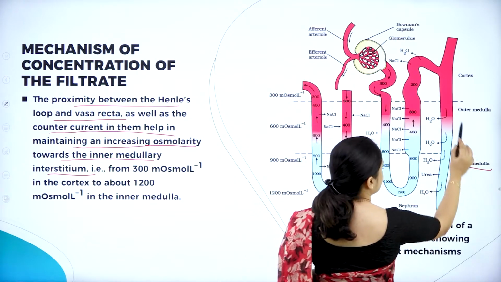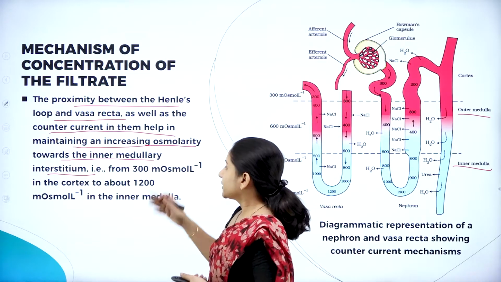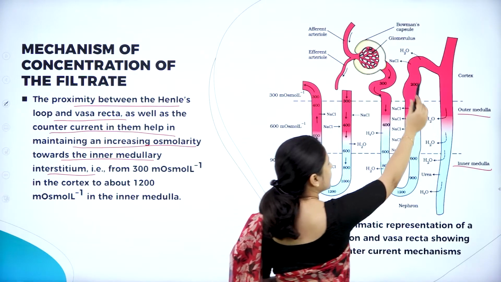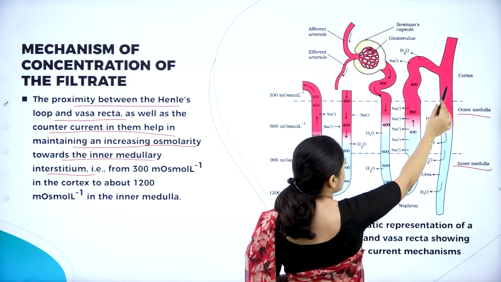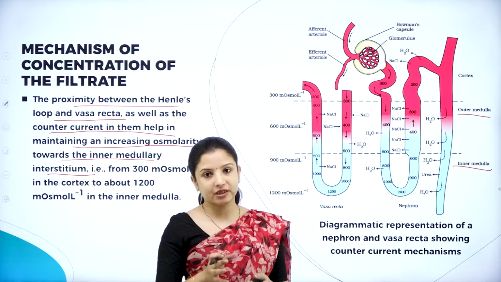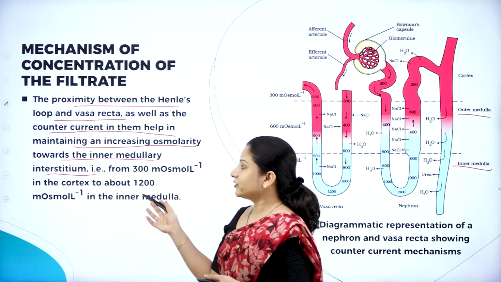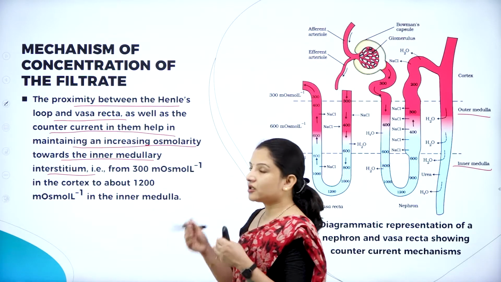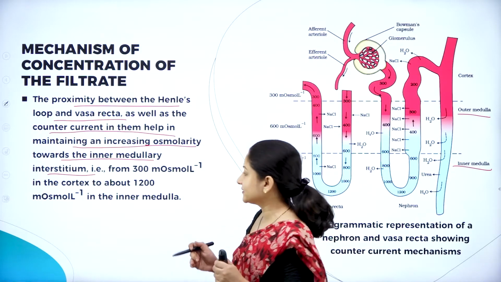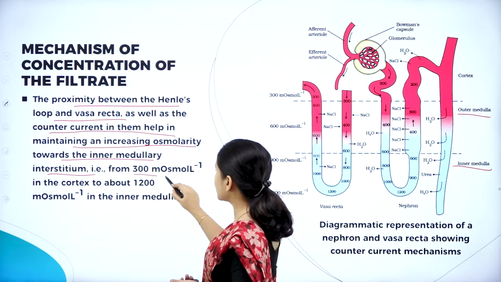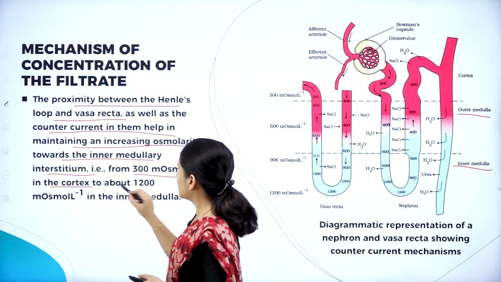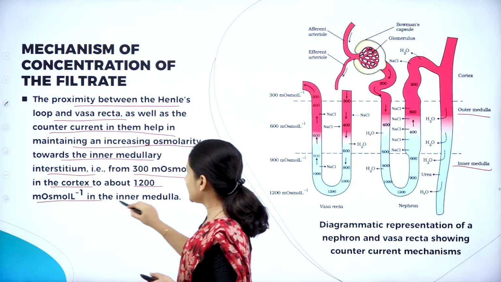So, inner medullary interstitium, region of the kidney. The inner medullary interstitium is nothing but the tissue that is surrounding the loop of the Henle. So, all the tissues that are surrounding the loop of the Henle towards the region of the medulla of the kidney are called the inner medullary interstitium. And here the osmolarity, or the concentration of the urine filtrate, is maintained in such a way that it is from 300 osmol per liter in the cortex to about 1200 osmol in the inner medulla.